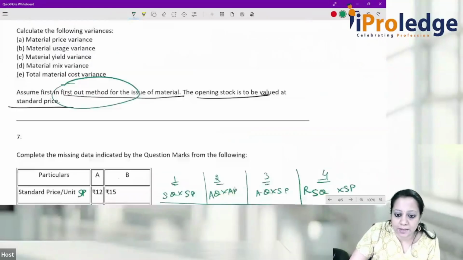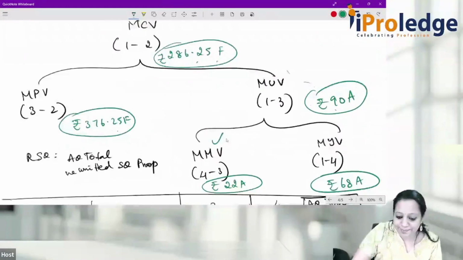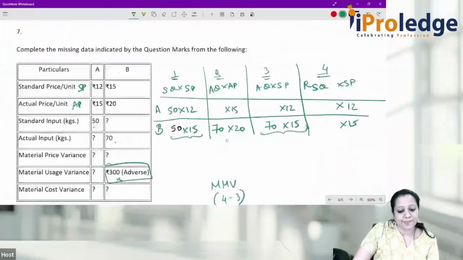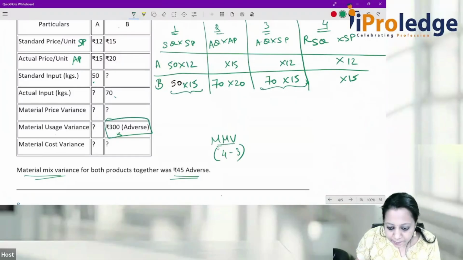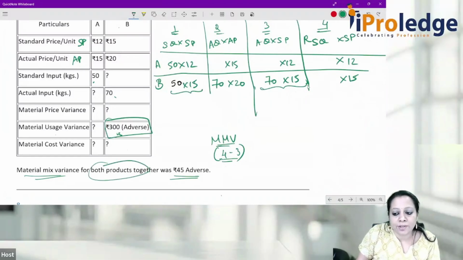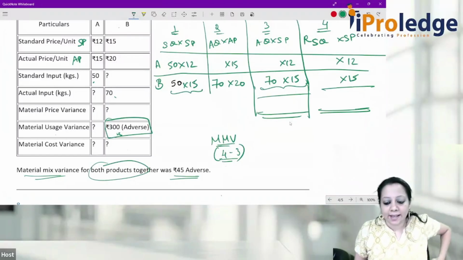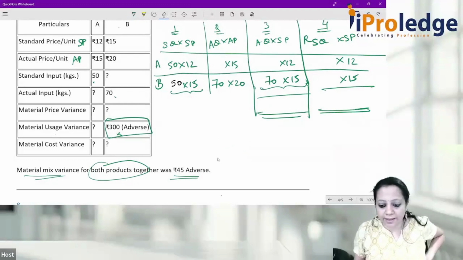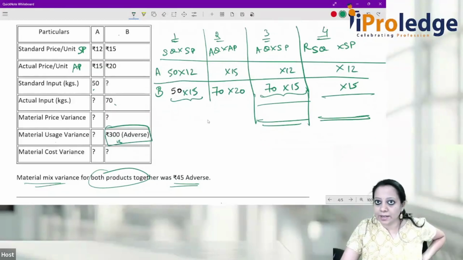You want me to show it in the charts? Okay. So now that is the total, isn't it? Total they have given for both products together. Both products together means total only. As usual, we used to do total 4 minus 3, like that they are saying. That is equal to adverse 45. Now let us see how to do. This much you understood? Total we should take.